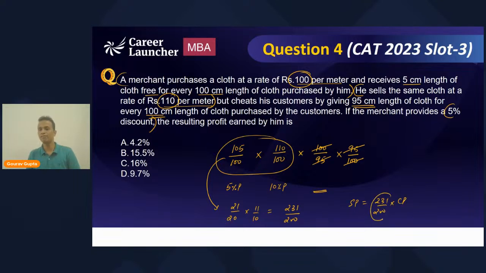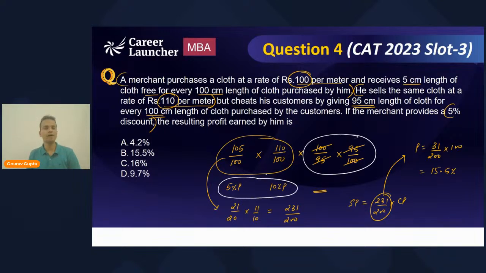Okay. Now, if this is the fraction, I can say that there will be a profit of 31 upon 200 multiplied by 100, and it will be equal to 15.5 percentage. So the profit percentage will be 15.5. Another way you could have done is the last two factors they have cancelled out. So only the first two factors will decide the net profit. Right? You could have used successive percentage change, A plus B plus AB upon 100 for the first two factors.